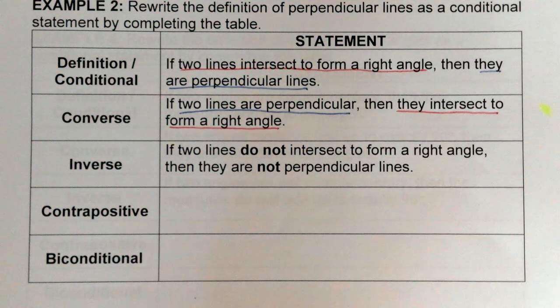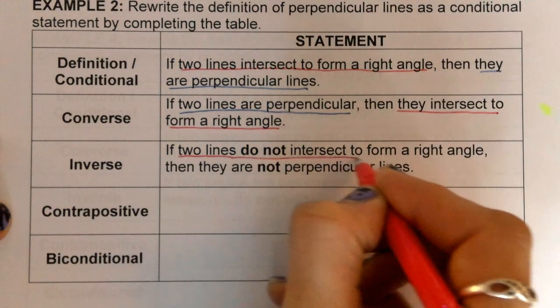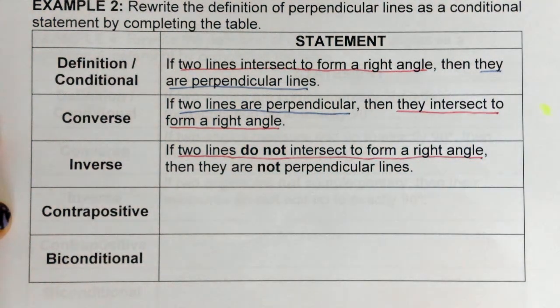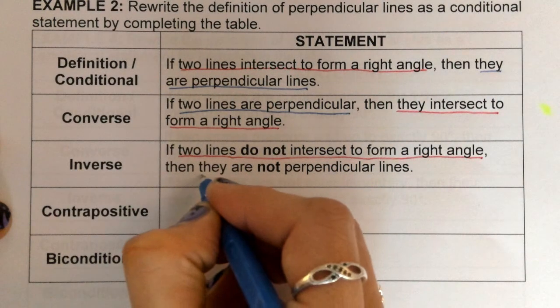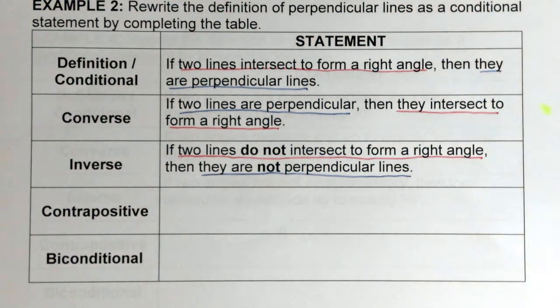Your inverse, we kept them in the right order, our hypothesis first. We had the two lines intersecting to form a 90-degree angle. And we had our conclusion that they are perpendicular. We just said the opposite, those nots right there.